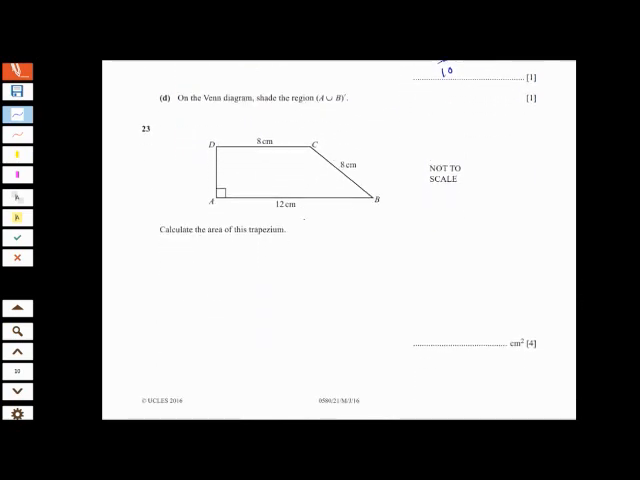So now question 23. Calculate the area of this trapezium. So let's write down the equation for the area of trapezium. It's half times A plus B, where this is A and this is B, times height. And now height, which is this right here. Of course we don't have that. But how will we find it? By using this triangle right here.